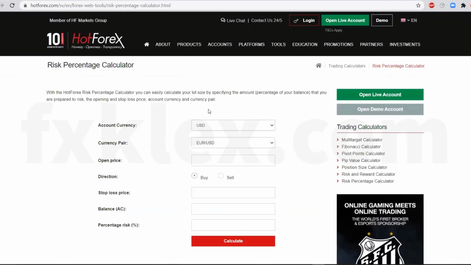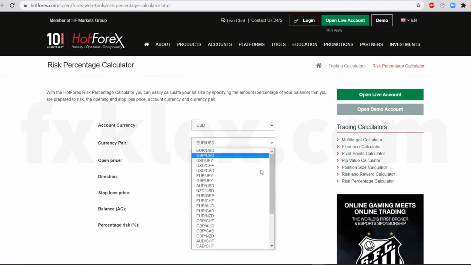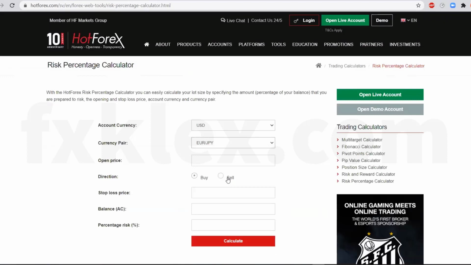So what I need to do right now is to navigate to search for the currency pair of the euro paired against the Japanese yen. And then here it is, euro paired against the Japanese yen. Once I select it, you can see that the currency pair right now is the euro paired against the Japanese yen. And then the opening price, that is the price level I want to get into such a trade.